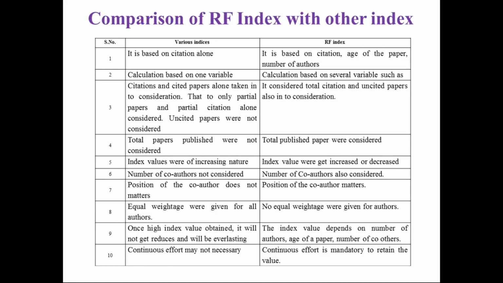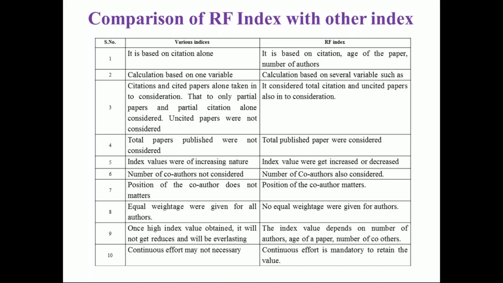In the case of various indexes, the calculation is based on one variable, whereas the RF index uses several variables. Citations and cited papers alone are taken into consideration. That's only partial papers and partial citations alone. That means in the H index, I'm identifying only H papers that got cited, with H number of citations.